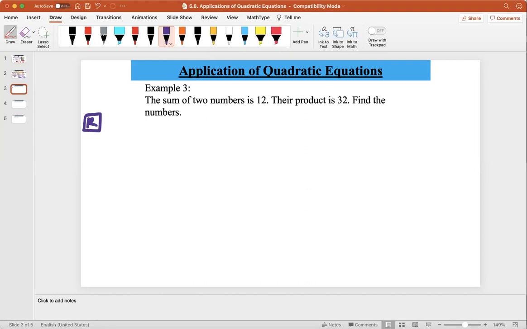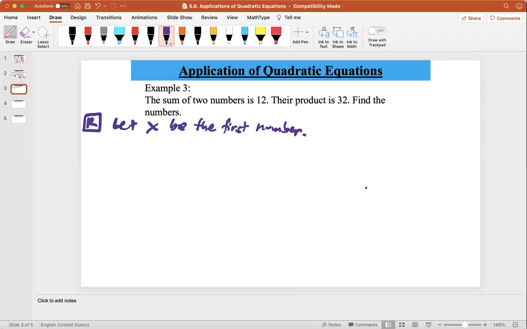The sum of two numbers is 12. Their product is 32. Find the numbers. So let's represent the two numbers. We represent the first one of them. So let x be the first number. How about the other number? If their sum is 12, then what's the other number?